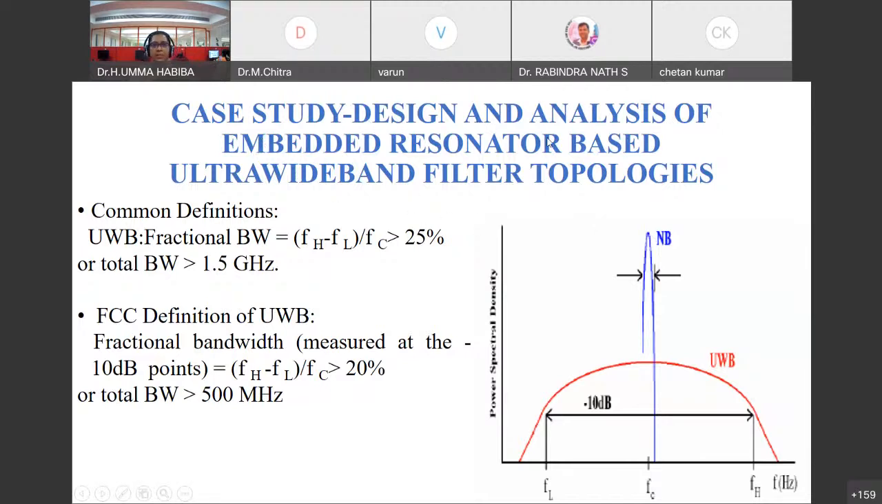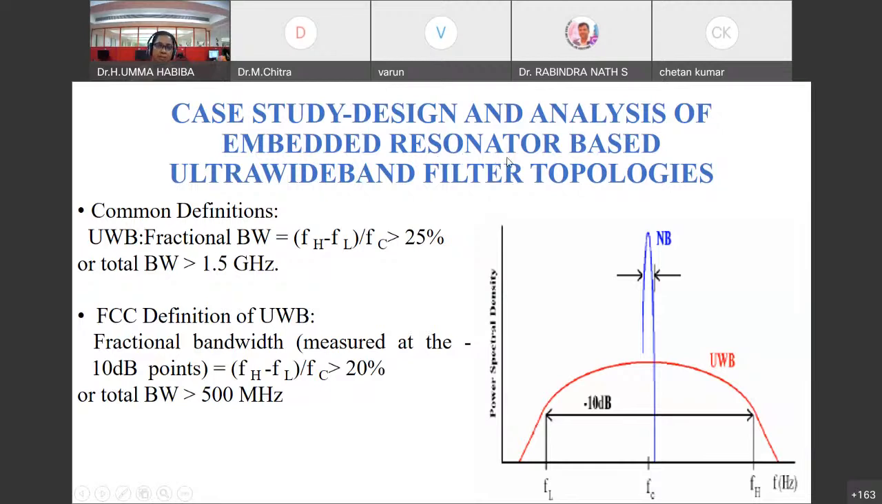So my research topic is design and analysis of embedded resonator based ultra wideband filter topologies. If you see this topic, it says exactly what my research problem is, how I framed my research problem, what work I have done, and what results I obtained. So I have done the design and the analysis of embedded resonator based ultra wideband filter topologies. Here the filter is nothing but a band pass filter, an ultra wideband band pass filter. Topologies means we designed many filter topologies, and all the filters are embedded with resonators.